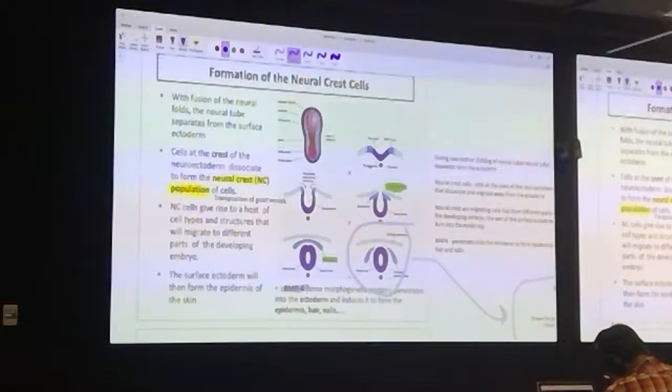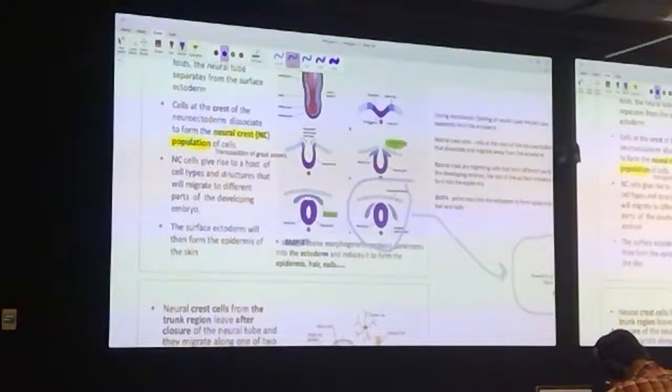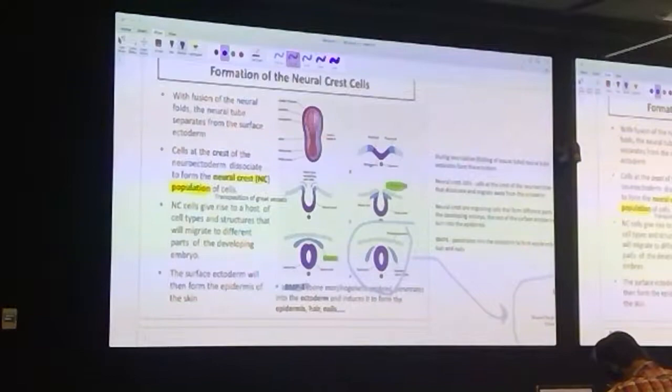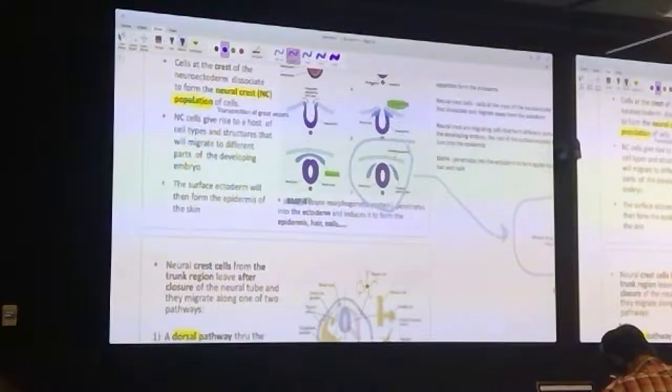Okay, so neural crest, just know this picture, and be able to know what each thing forms. That's where that whole chart comes in. Just know that BMP4 forms anything with keratin, so your epidermis, hair, and nails.